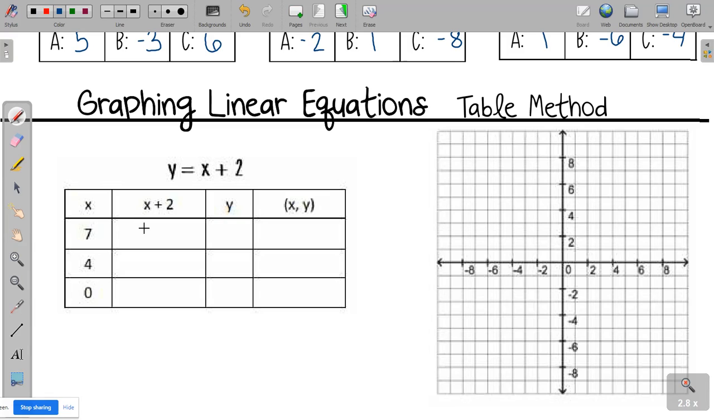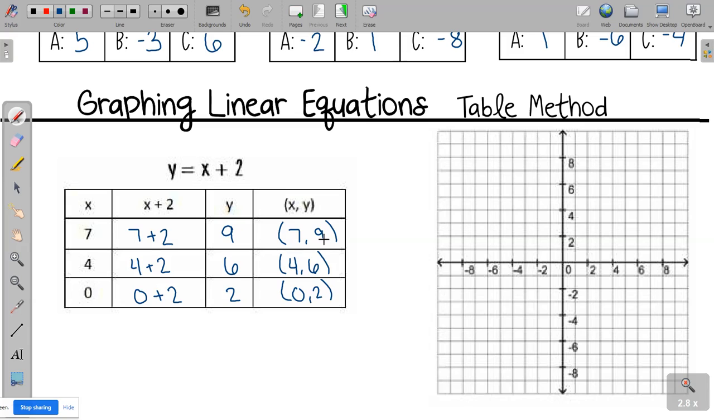So substitute it in. 7 plus 2. And 7 plus 2 is 9, and we have the point 7, 9. Substitute 4 in. 4 plus 2 is 6, so we have the point 4, 6. And lastly, 0 plus 2 is 2, so we have the point 0, 2. Now we need to graph these points.